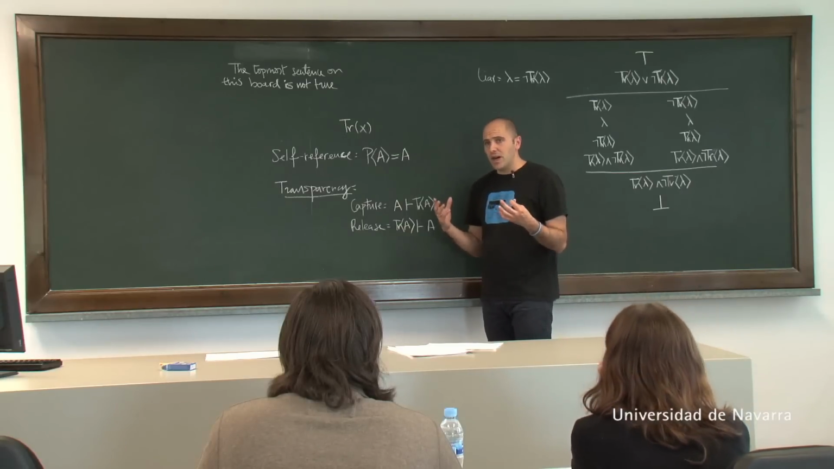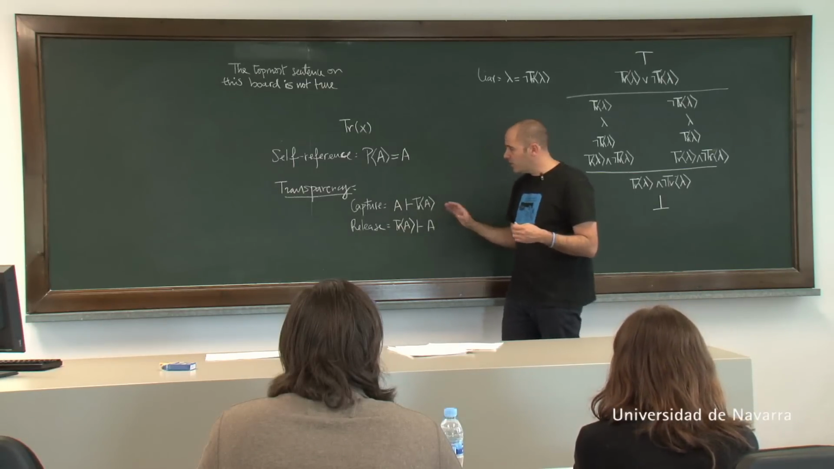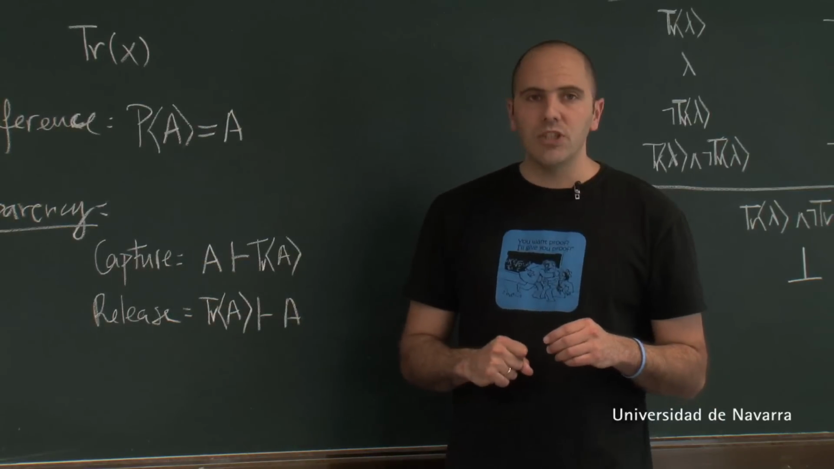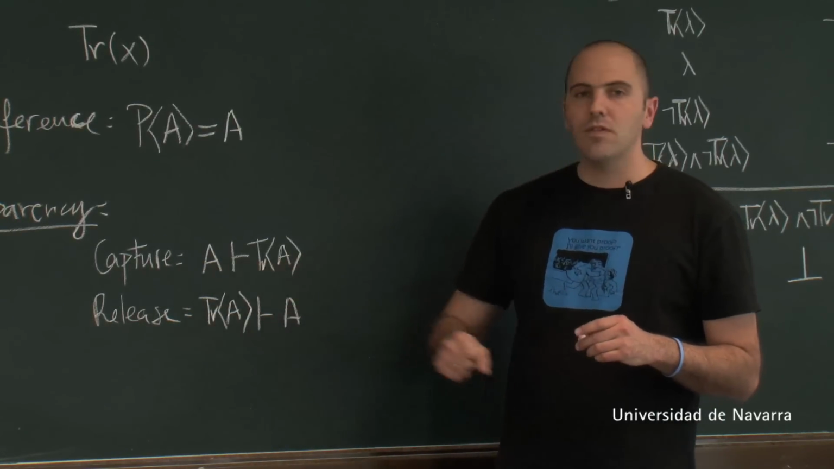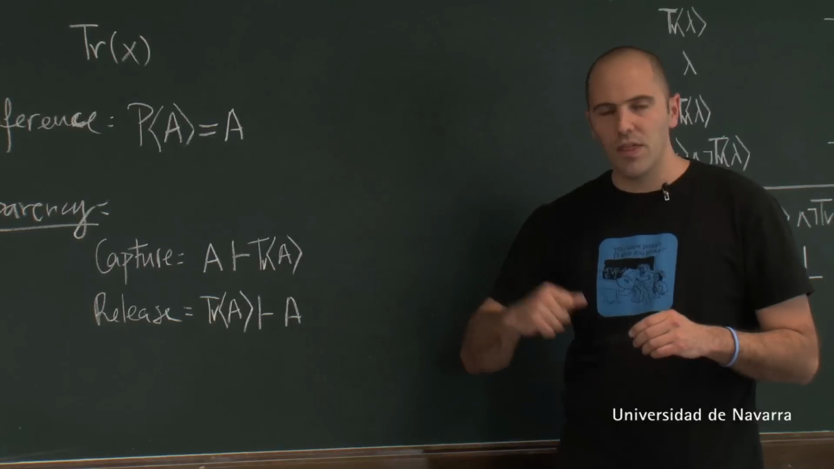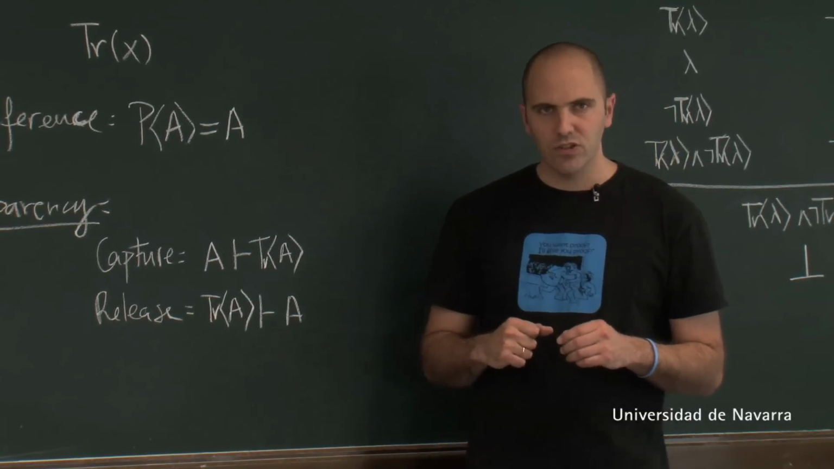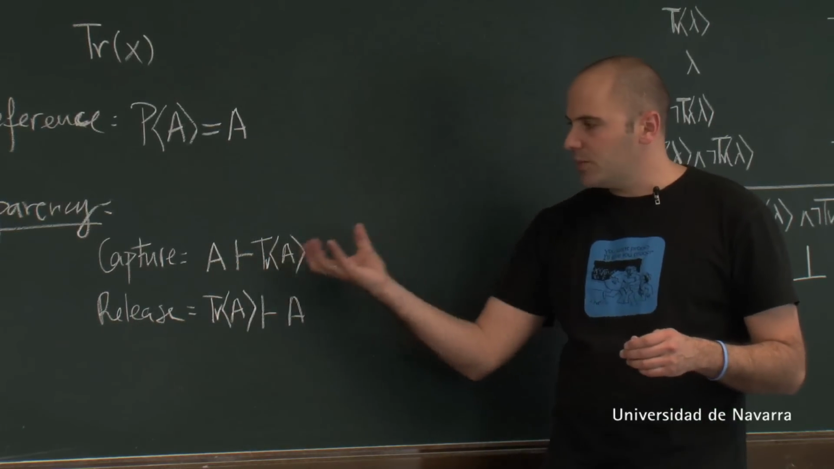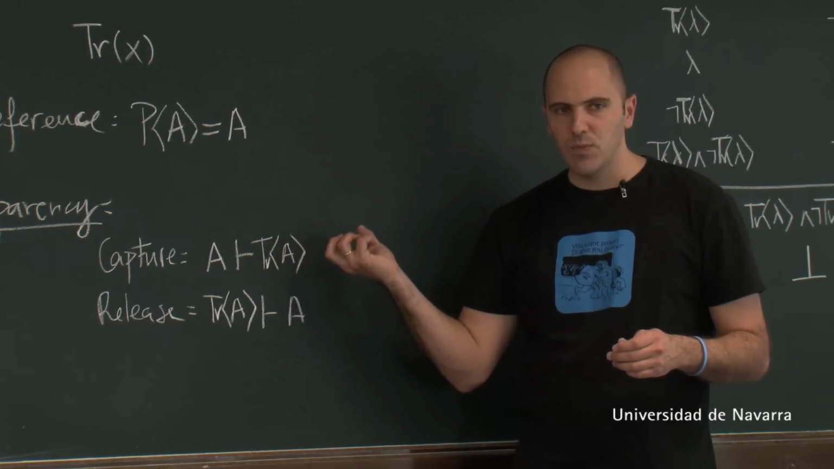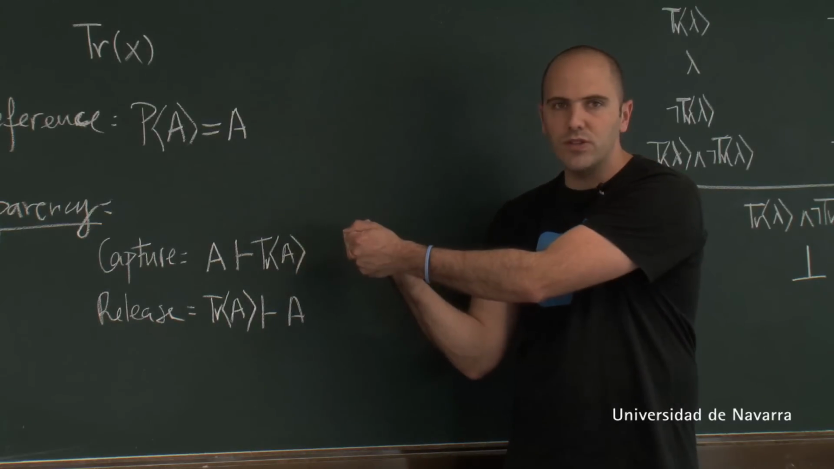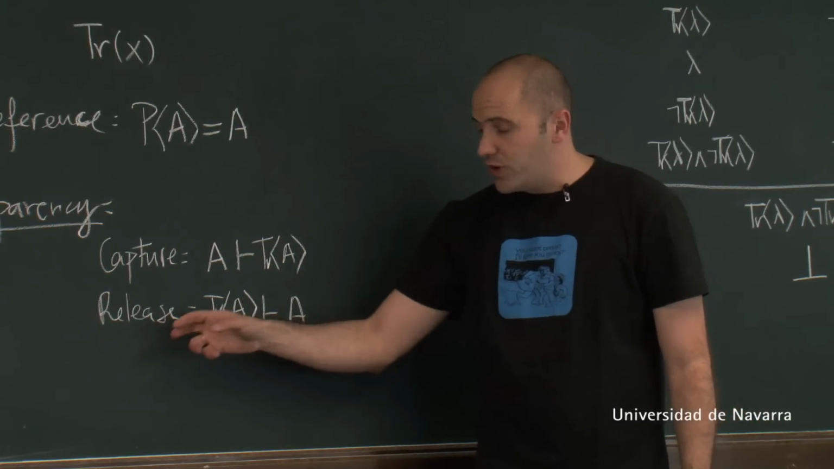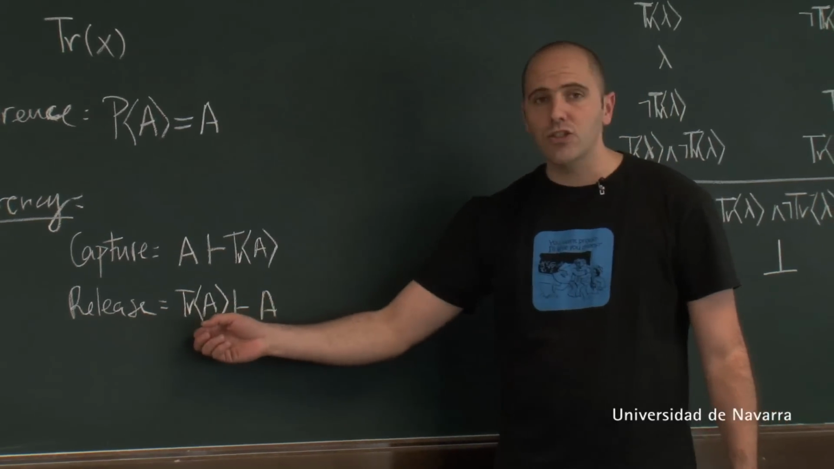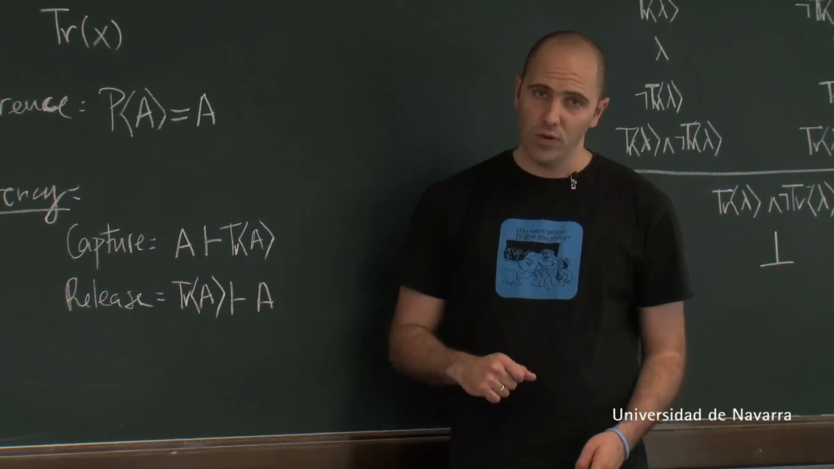And transparency amounts minimally to the following two inferences, which can be called capture and release. If snow is white, then you can derive that it is true that snow is white. That seems reasonable. That's called capture because the truth predicate captures the sentence into a name, and you put the truth predicate in front of it. And release, because the truth predicate can release the sentence that it contains. So if it is true that snow is white, then snow is white.